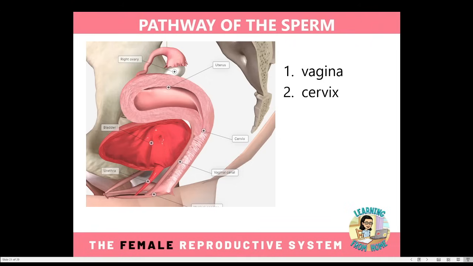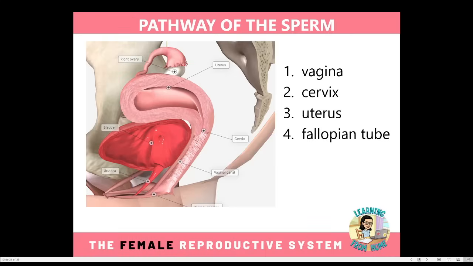Now, for the pathway of the sperm, once the male deposits the sperm into the vagina, what happens is that these sperm cells swim towards the cervix and then will go to the uterus and then the fallopian tube. Okay? Nagaantay sila na merong egg cell doon.